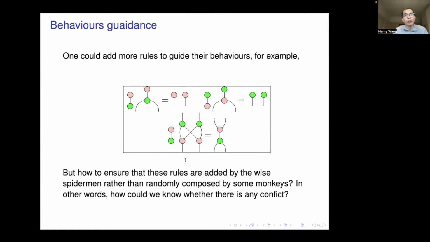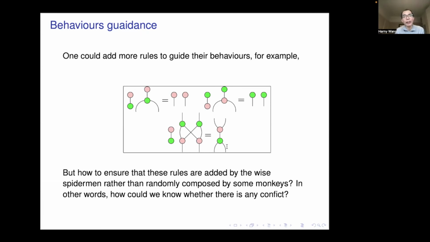You may add more rules. We will mention more rules later. You may add more rules to guide their behaviors, like the copy rule. If there is one red, they can be copied by the green, green can be copied by the red, and this one they can, if this green connects to each red, and this green also connects to each red, then they can be flipped, but keep the number of inputs and number of outputs. Okay, that's for example, you can add some rules to guide the behaviors.